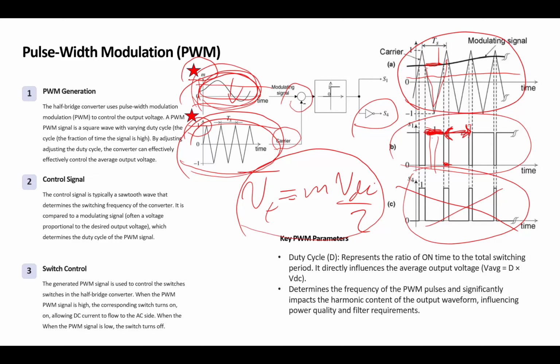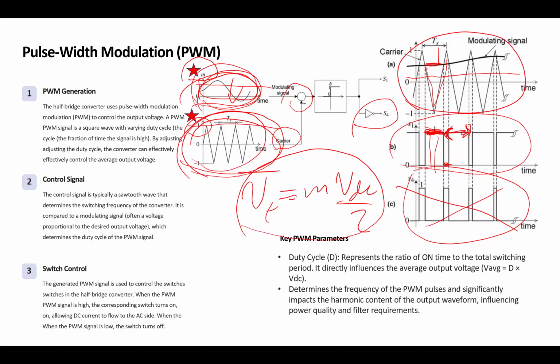Frequency of the carrier signal. Do you see? This is our carrier signal. That's a sawtooth. The amplitude is always 1. Do you follow the description?